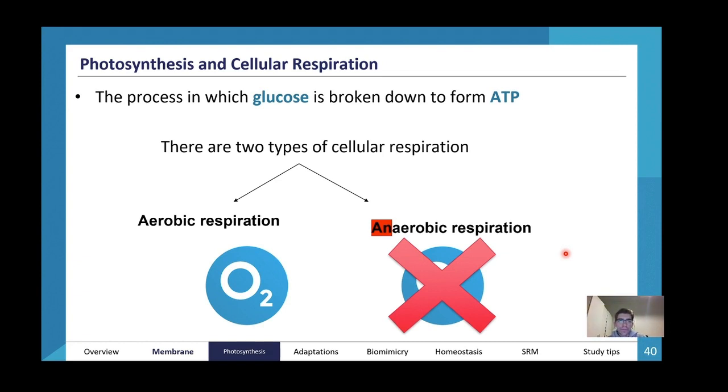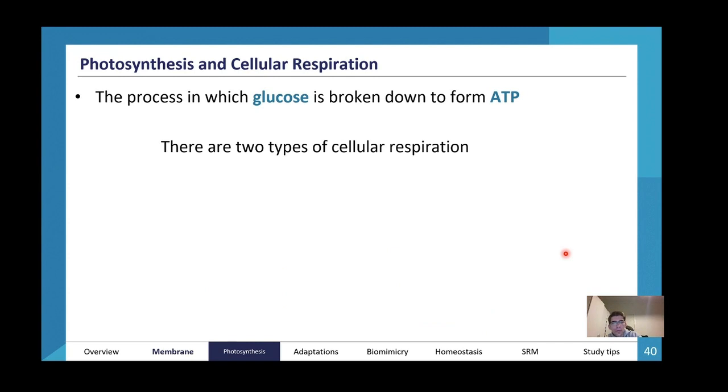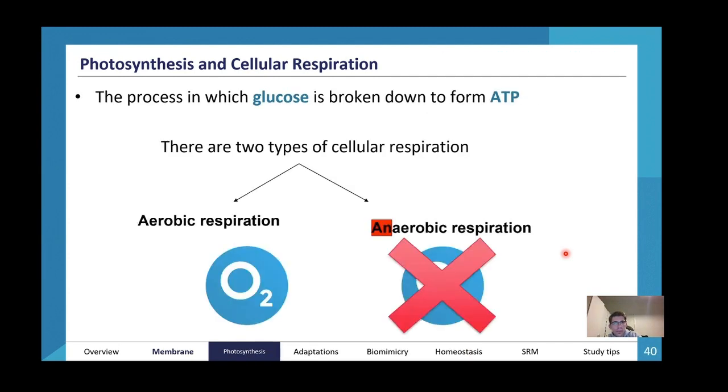First of all, cellular respiration is the process in which glucose is broken down to form ATP. There are two types of cellular respiration. One is aerobic respiration and the other one is anaerobic respiration. One uses oxygen and the other one does not use oxygen.